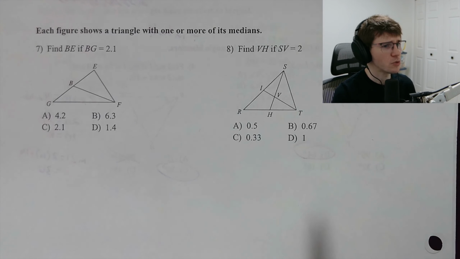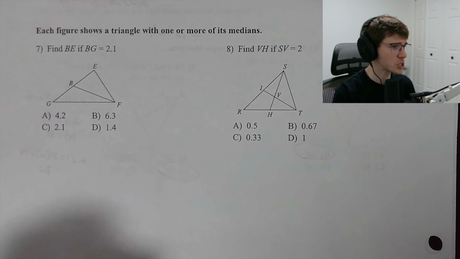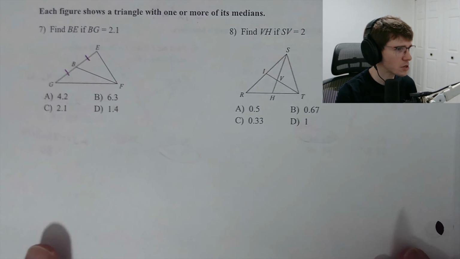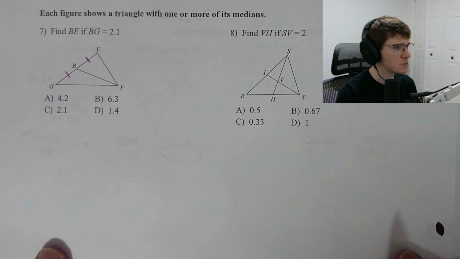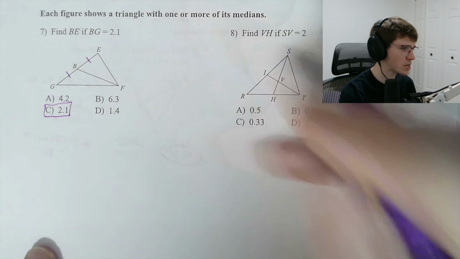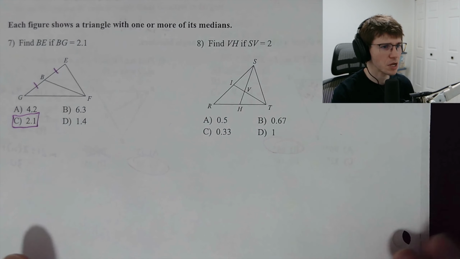Here we go. Triangle with one or more of its medians, remembering that a median divides the triangle exactly in half. So it divides these things into exactly equal parts, just like our midsegment earlier. And it wants to know, what is BE if BG is 2.1? Well, 2.1, there's nothing to think about there, right? Nice and fast.